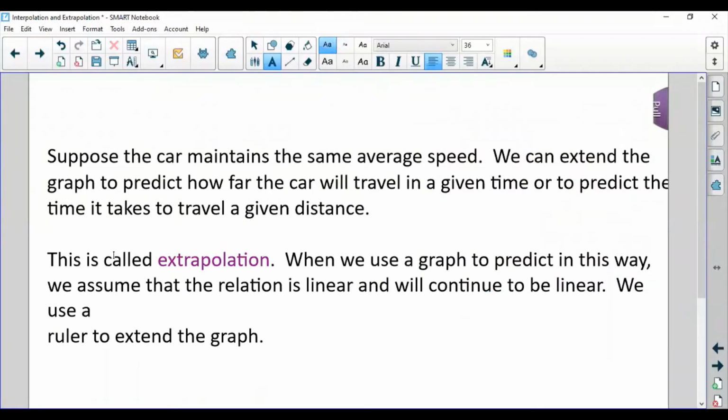Suppose a car maintains the same average speed. We can extend the graph to predict how far the car will travel in a given time, or to predict the time it takes to travel a given distance. This is called extrapolation. When we use a graph to predict in this way, we assume that the relation is linear and will continue to be linear, and we will use a ruler to extend the graph.